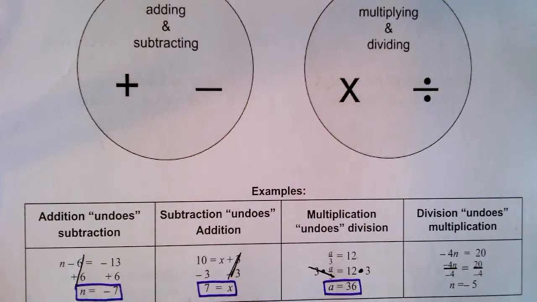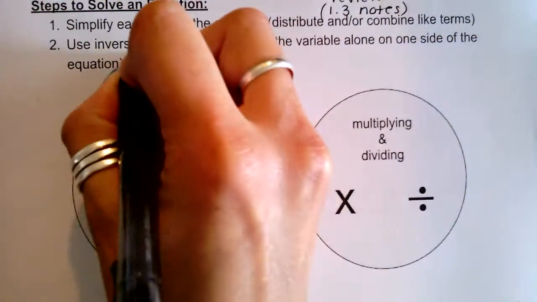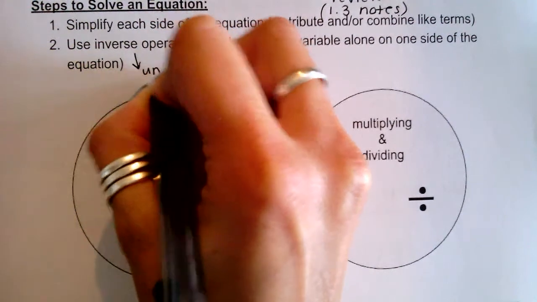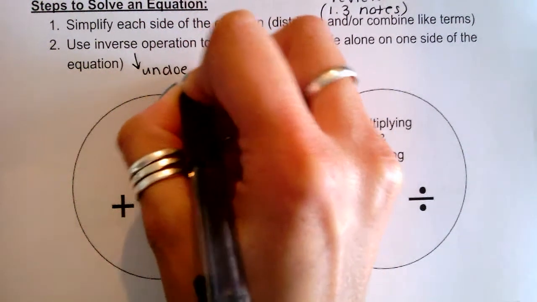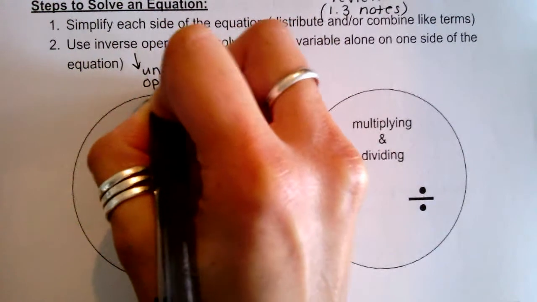And now again, just the opposite. To undo multiplication, you need division. So division undoes multiplication. And remember, the words undoes, inverse, opposites, they're all the same. So maybe we should write those down up here by our notes, right? So we know that inverse is the same as undoes and opposite.